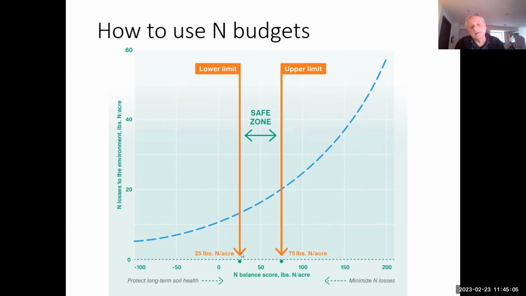So they estimate for their system, which is a corn soybean system, 25 pounds is kind of the low end, and 75 pounds, or 80 kilograms per hectare, they don't want to go above that. And that's the safe area that they want to work in.